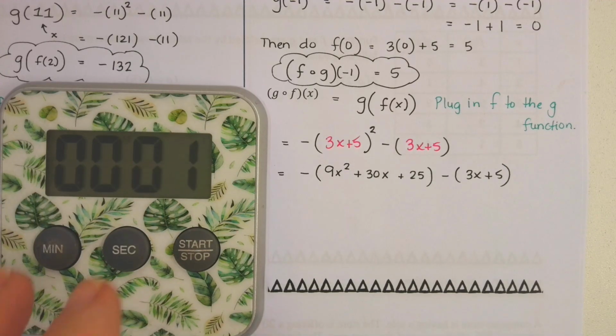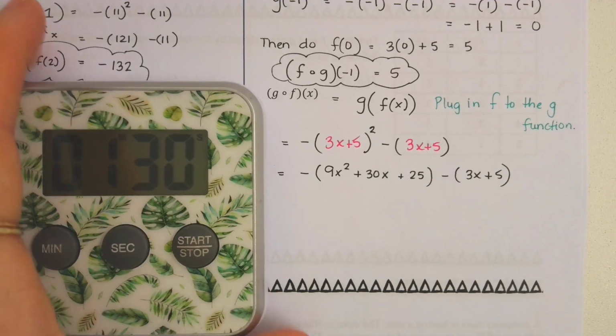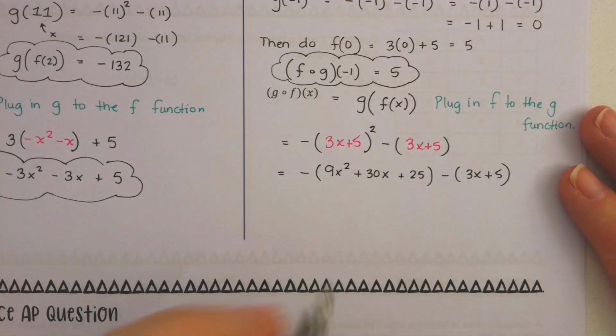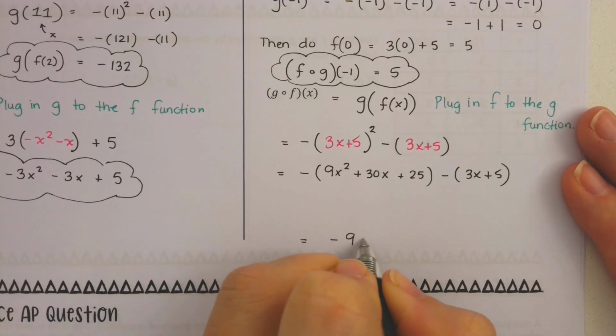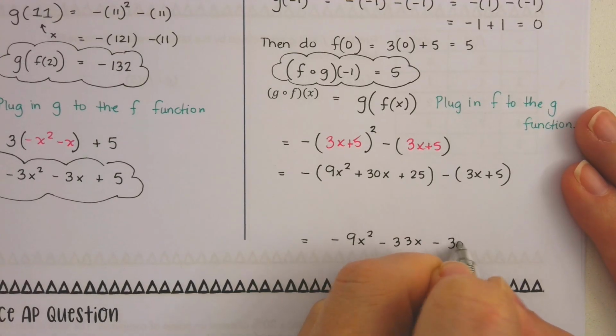All right, let's have pink share with purple, yellow share with green. What was that final answer you got when you distributed and combined? All right. Final answer should have been negative 9x squared minus 33x minus 30. Did y'all get that? Okay.